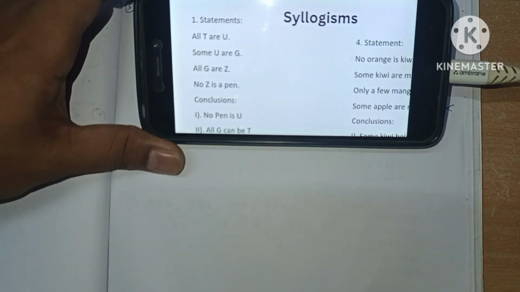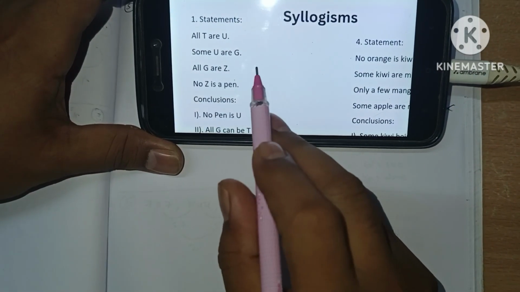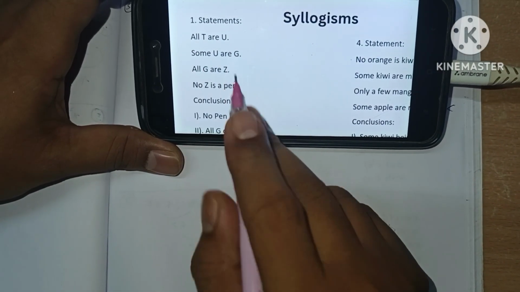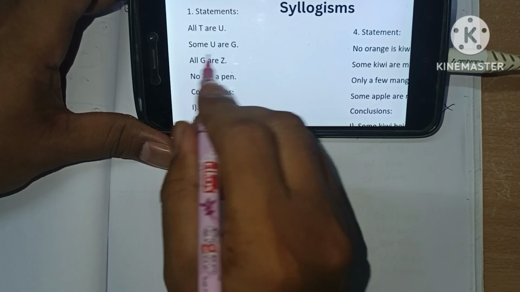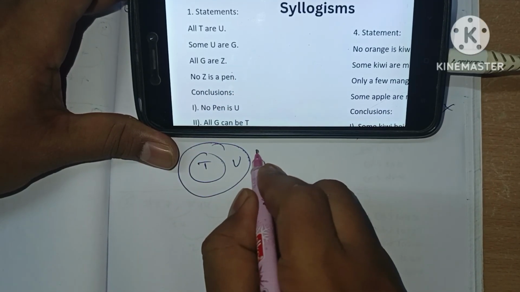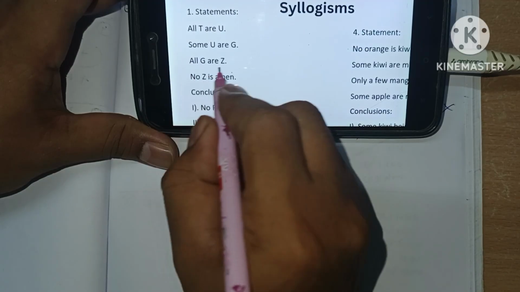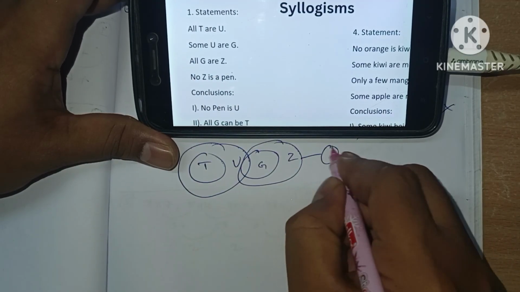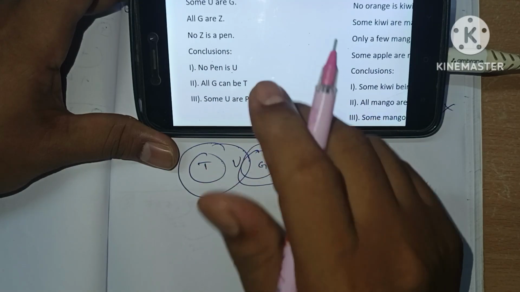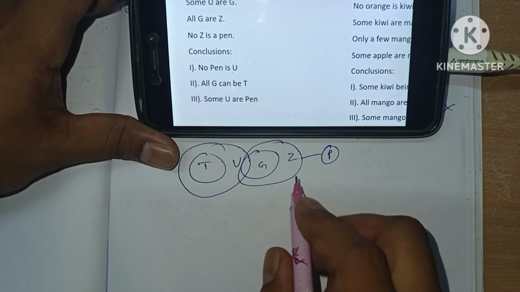Now we are going to see syllogisms. First question: all T are U. Some U are G. All G are Z. No Z is pen. Let's see conclusions. No pen is U. We'll check.